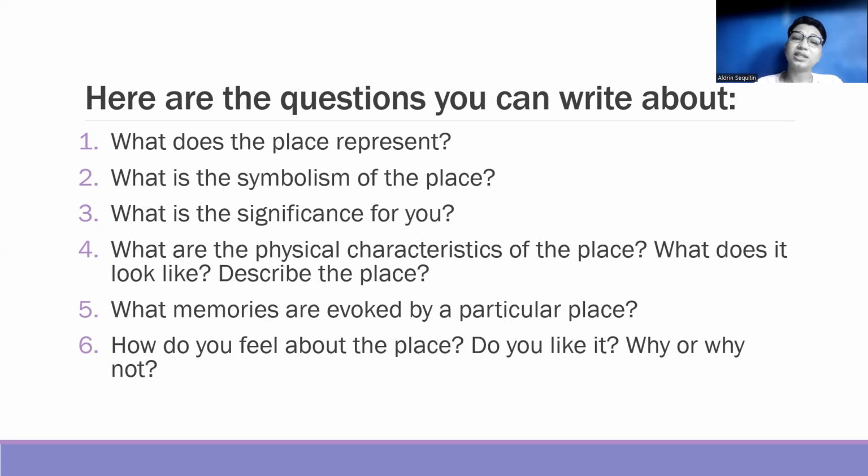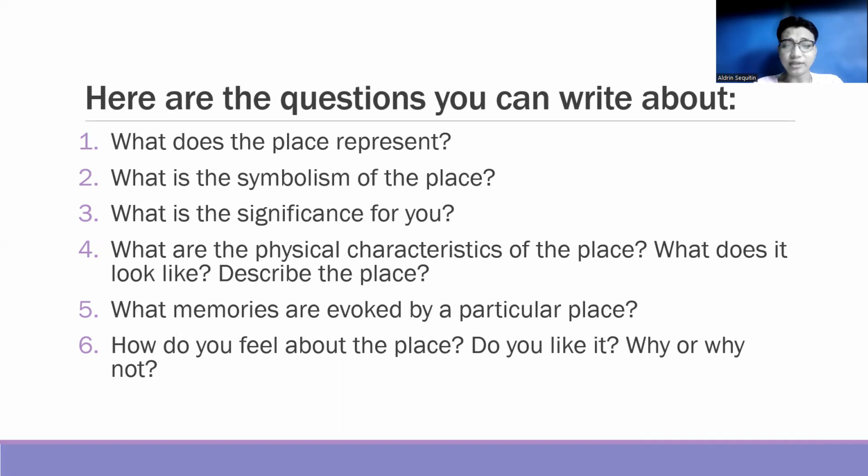Third, what is the significance of that setting or of that place or time to you as the writer? So we might choose a place or a setting because it is important to us, because we have sentimental value for that specific place. So that might be a reason for choosing a certain setting or a certain place.